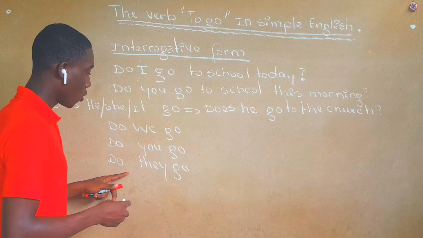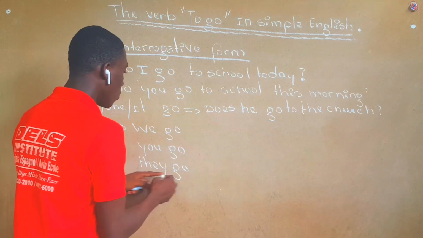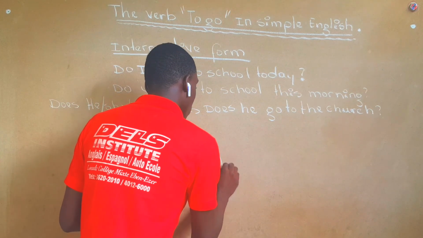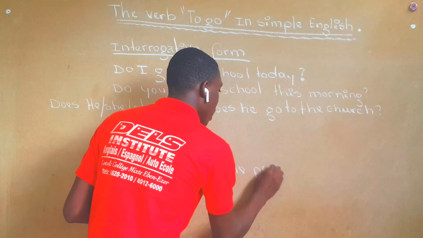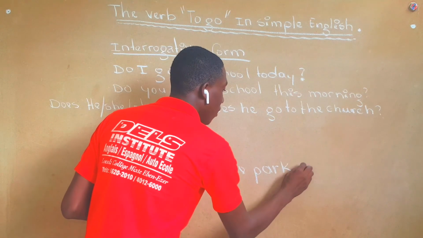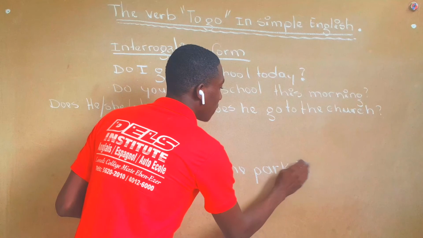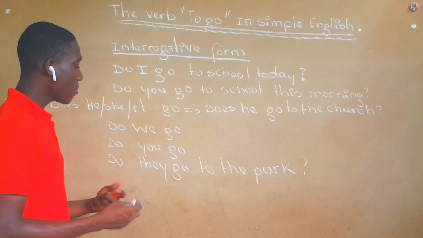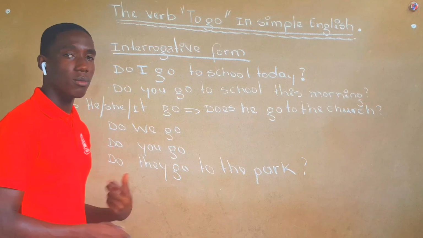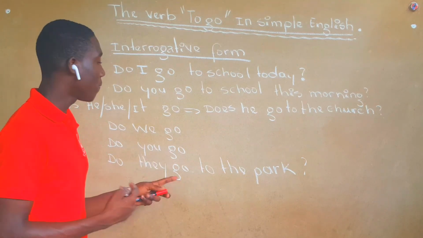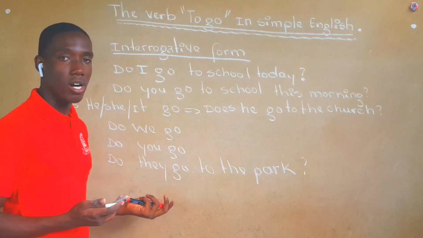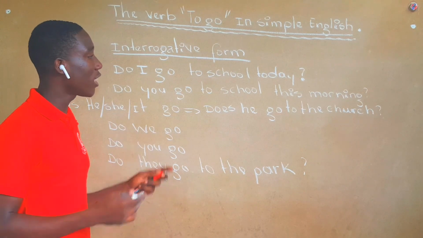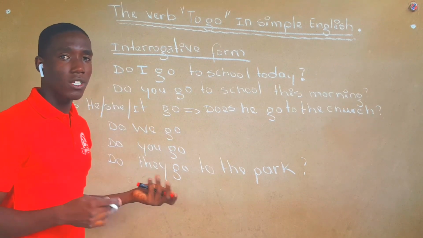Let me give you this example. Do they go to the park? Est-ce qu'il y a allé dans le parc? Un parc là. Do they go to the park? Si you aller, on dit yes, they go. But si you aller, on dit no, they do not go to the park this morning. I think it's enough for today.